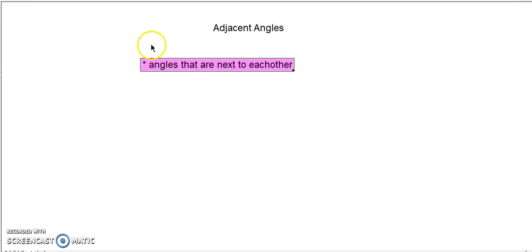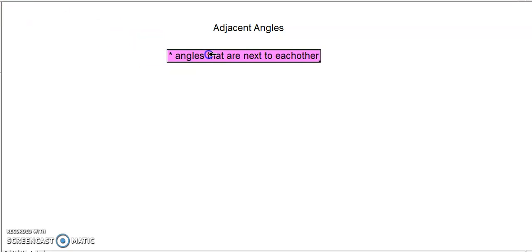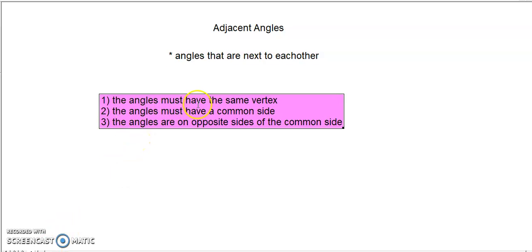So if two angles are adjacent to each other, there are three different criteria that have to be met. They are: the angles must have the same vertex, the angles must have a common side, and the angles must be on opposite sides of the common side. So let's look at an example.